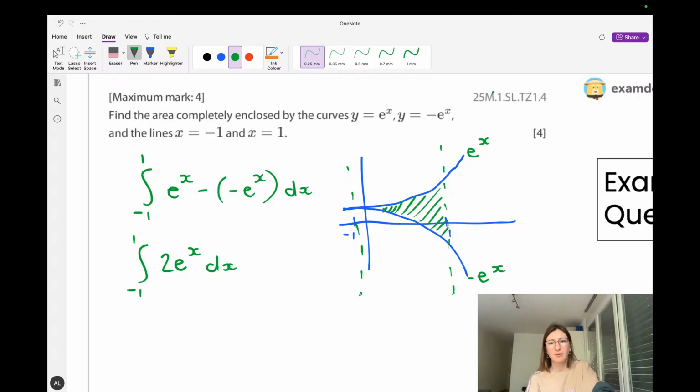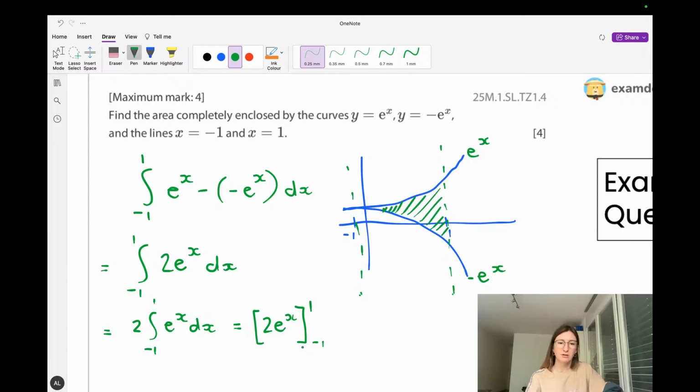And then this is a paper 1, so you're just going to have to simplify as much as you can without a calculator. So when we find the integral of this, we can actually move the 2 outside because it's a constant, and have e to the x, which is just a simple function. So our answer there is 2e to the x. And we're in a definite integral, so there's no plus c, but we do have our values. So that would be 2e to the 1 minus 2e to the minus 1.